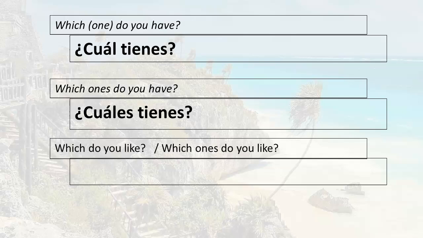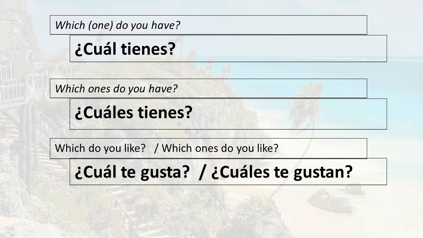Which do you like, or which ones do you like? Let's look at both of these options here. So this is a verb we haven't formally looked at yet. So the verb is gustar, and gustar is a verb that doesn't function like other regular AR verbs, so that's coming in a future lesson. ¿Cuál te gusta? Which do you like? Which ones do you like? ¿Cuáles te gustan? Notice that gustan has an N here.